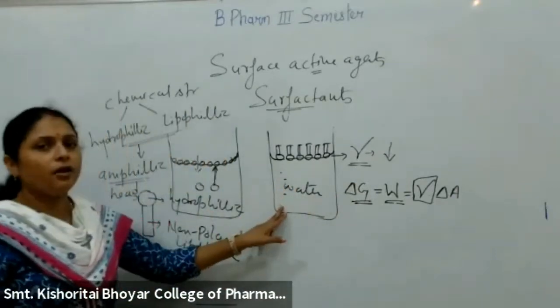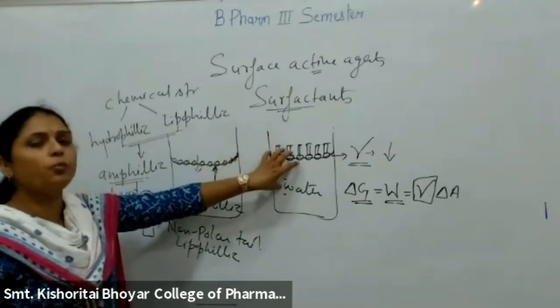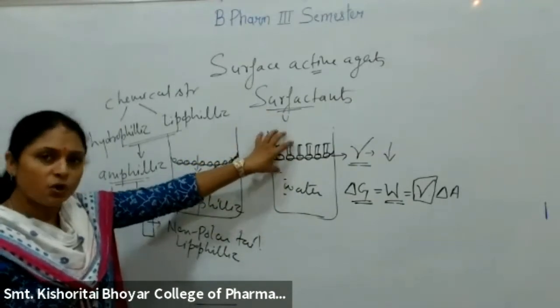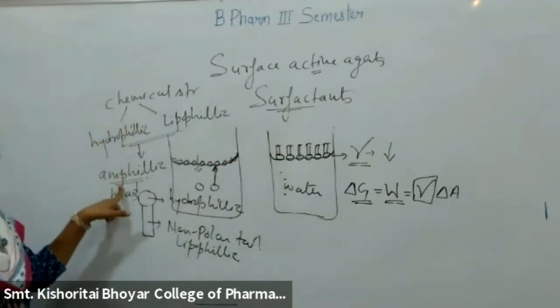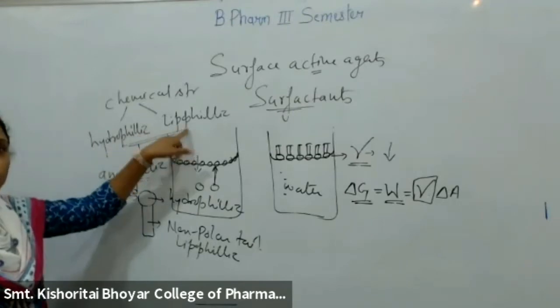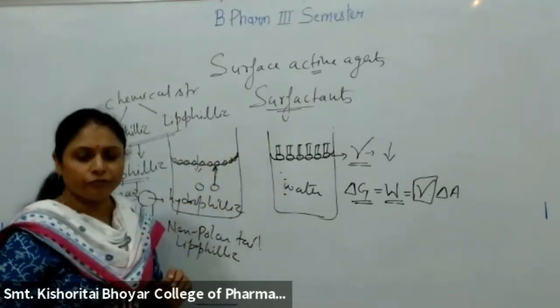So this is the example when molecules or ions are adsorbing onto the surface. These molecules or ions adsorb because they are amphiphilic in nature. They have hydrophilic and lipophilic groups in their structure. Similarly, they adsorb at the interface.